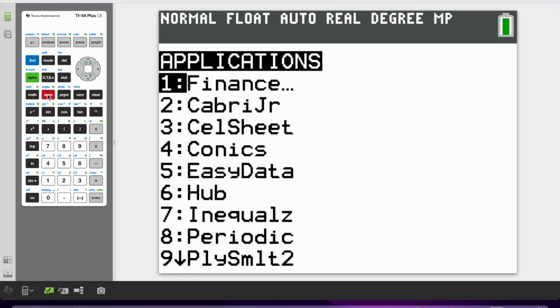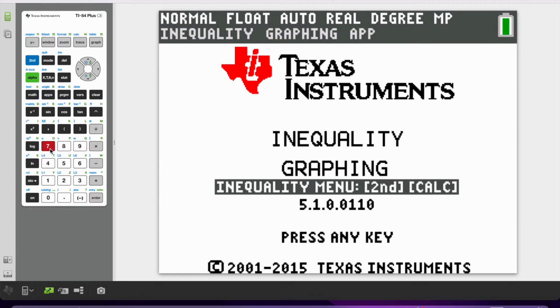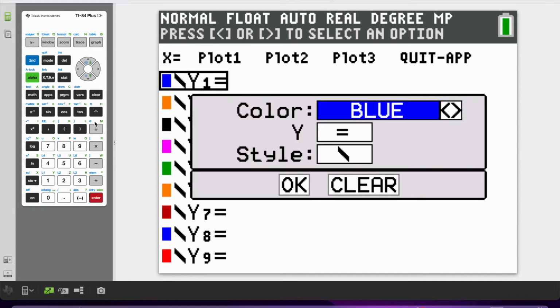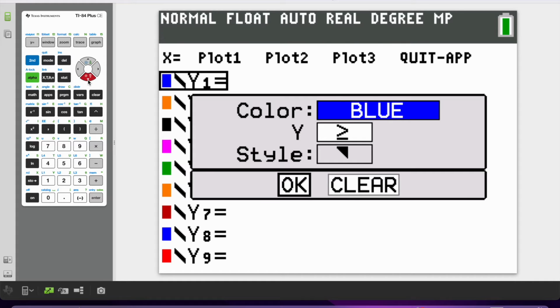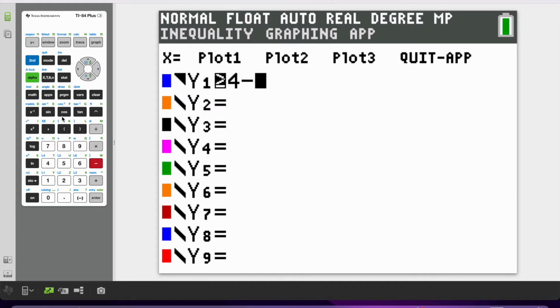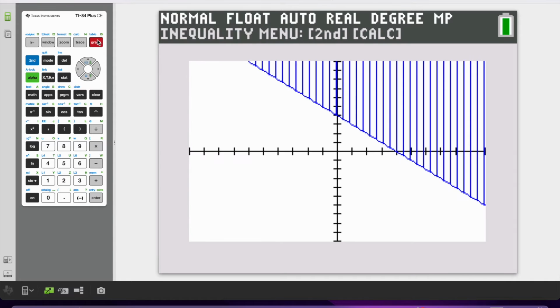First of all, press apps and press number 7, and then press enter, and then set up the inequalities. Press enter. Just choose your color of choice. For example, the first inequality is y greater than or equal to 4 minus x, so we can move the cursor to whichever side we want. So we can set the inequality sign, y greater than or equal to 4 minus x. So graph, so we can see the graph.